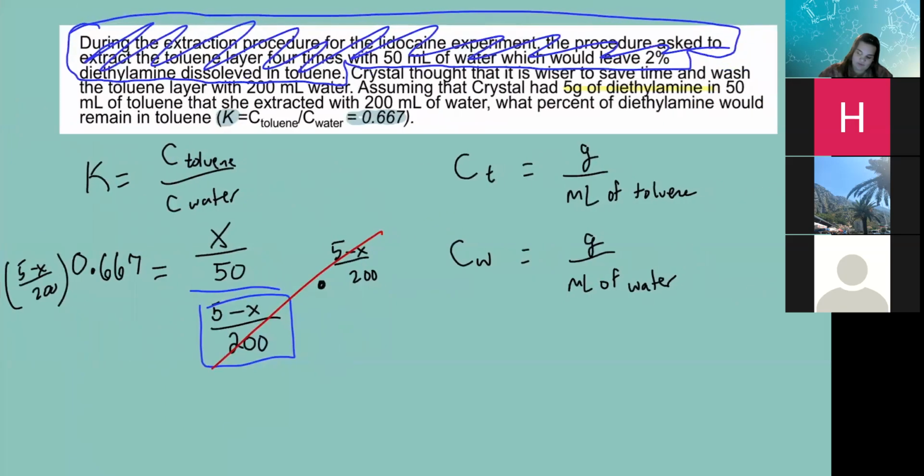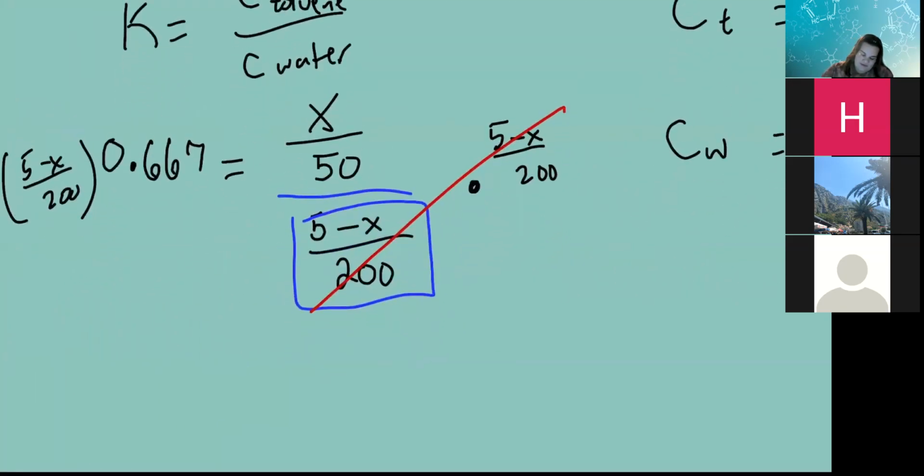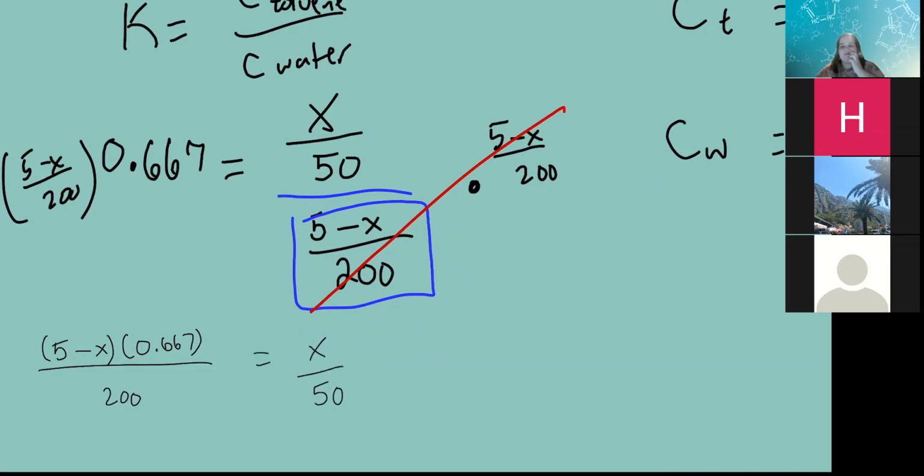So then we get something that looks like this. I should have given myself more room. We get 5 minus X times 0.667 all over 200 is equal to X over 50. And now I'm somehow back in high school math and I want to cry because I have to solve for x. Okay, let's keep going on this roller coaster. We need to get x by itself, right? So now we're going to multiply by 50 on both sides to get rid of the 50.